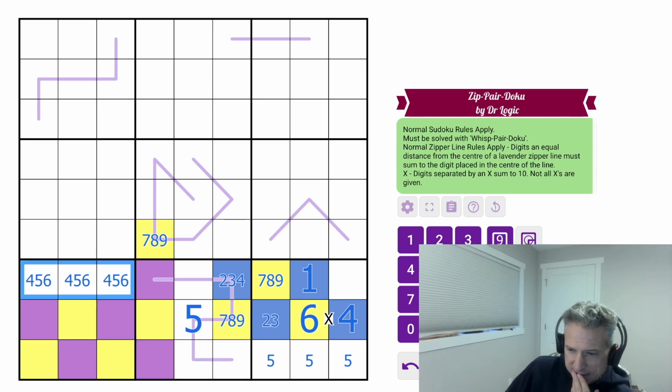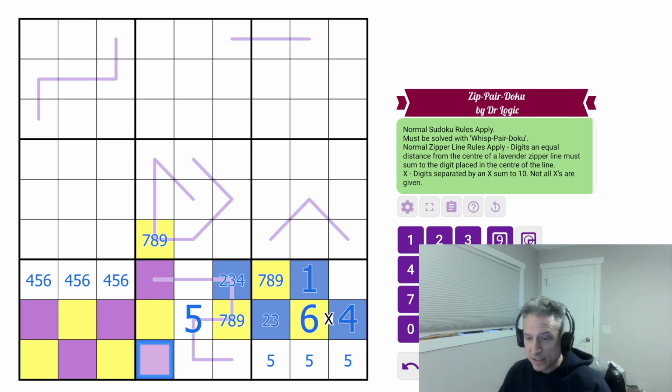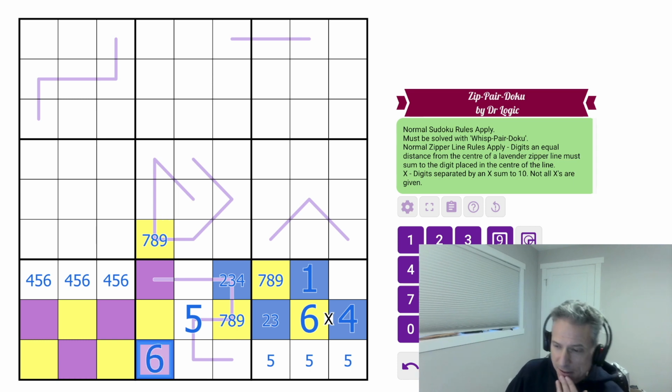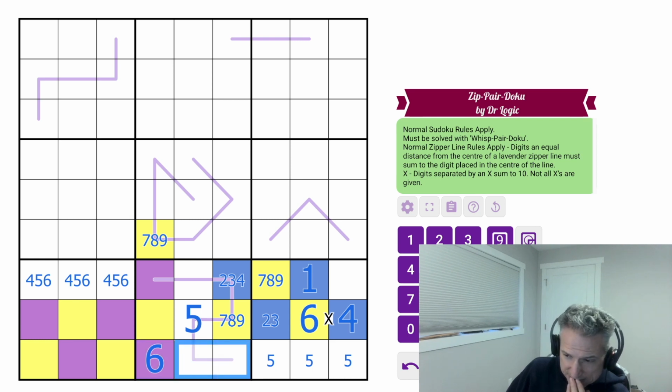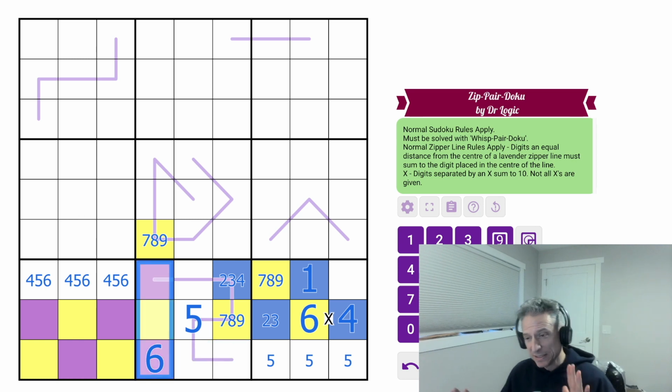Wait, I got a number for you. So 6 now must be in box 8, cell 7. Does that work, based on what you just told me? Sorry, cell 7, maybe I messed up with the parity stuff. Cell 7 should be a low parity. Okay. Wait. You're right. So something broke.